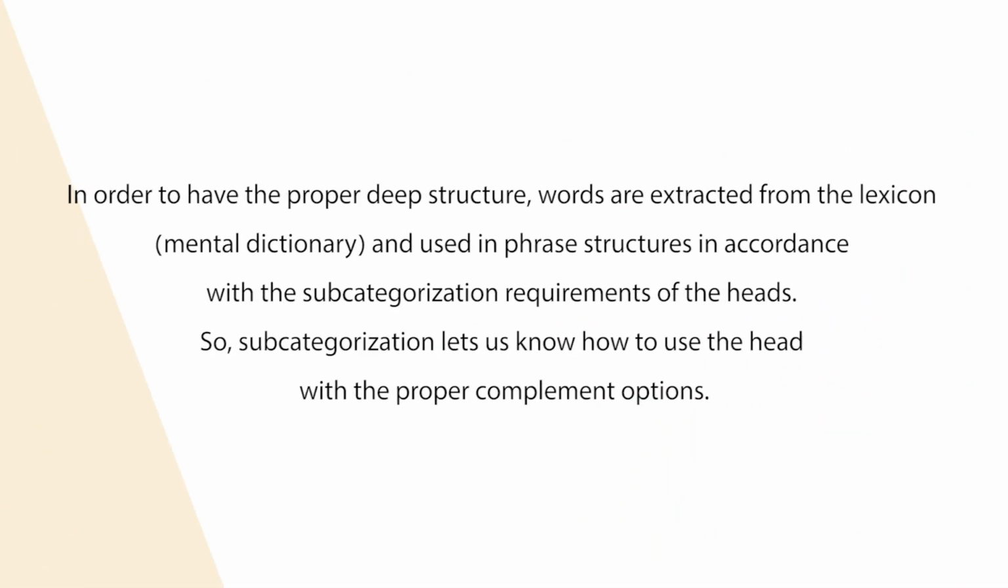In order to have the proper deep structure, words are extracted from the lexicon. So when you pick a word from the lexicon, your mental dictionary, and use it in a phrase structure, you have to fulfill the subcategorization requirements of the head. So what is the head? It could be the verb or the adjective or the noun. So subcategorization lets you know how to use the head with what proper complement options.